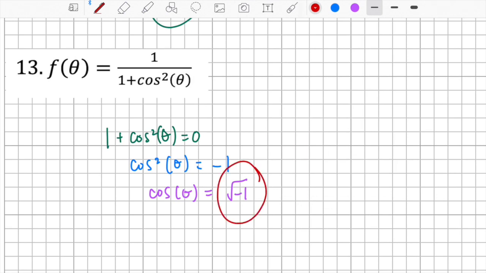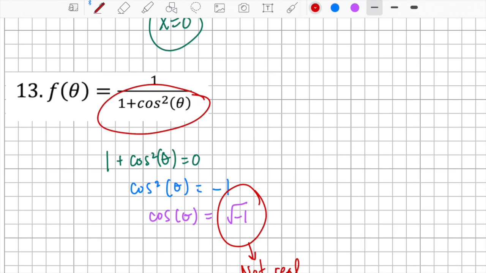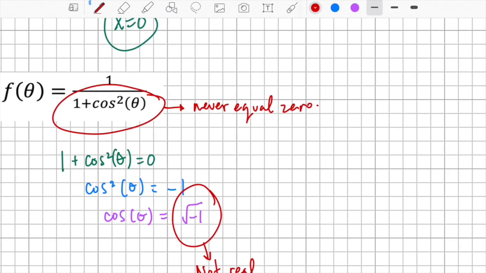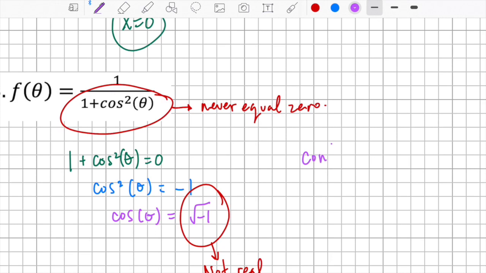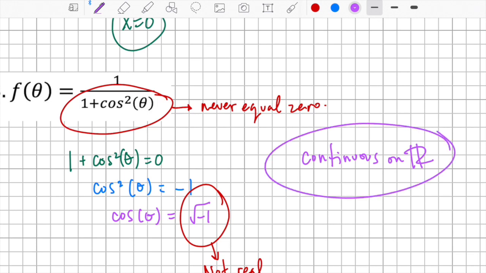Well, that's a problem because we know that we cannot have a negative number inside the radical. This is called not real, or imaginary. So therefore, that will never equal 0. That tells me that the denominator will never equal 0. So the question was, where is this function continuous? Since the denominator will never equal 0, we can just say that it is continuous on all the real numbers.